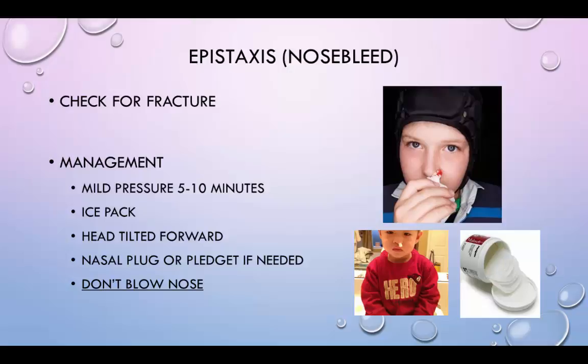Nosebleeds tend to occur during winter months and in dry, cold climates. They can occur at any age, but are most common in children ages 2 to 10 and adults aged 50 to 80 years old. Most commonly, trauma to the nose triggers a nosebleed. Trauma to the outside of the nose, such as a blow to the face, or trauma inside the nose, such as nose picking or repeated irritation from a cold, can cause nose bleeding.